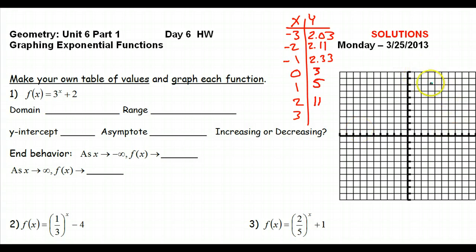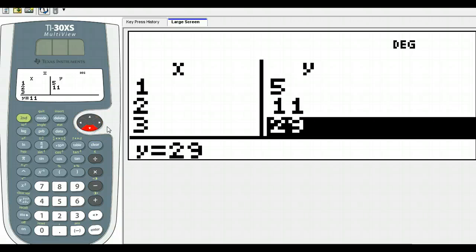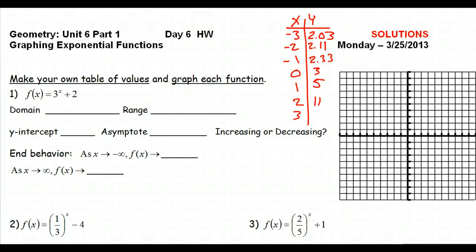Alright, that's already taking me to the edge of my graph. If I go to 3, it's 29, so there's no way that's going to be graphed. So that's going to have to be enough values. Okay, so we made a table of values. Now we can graph the function. It's really just that easy.